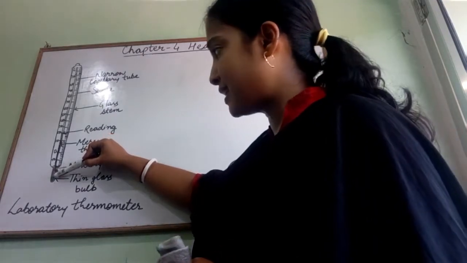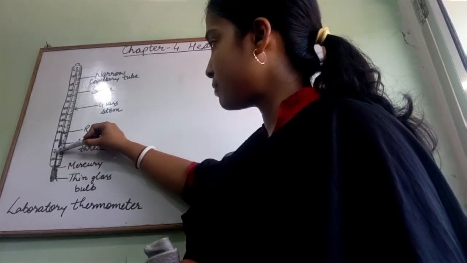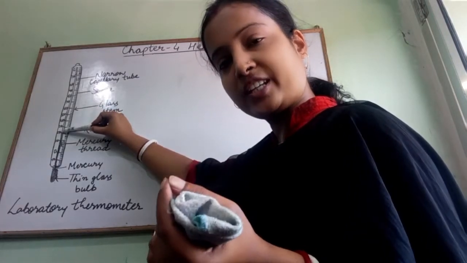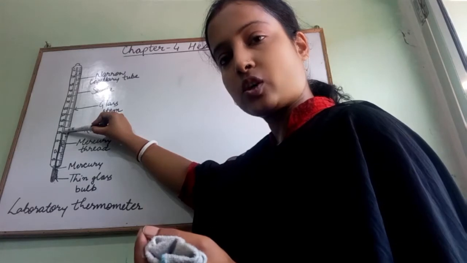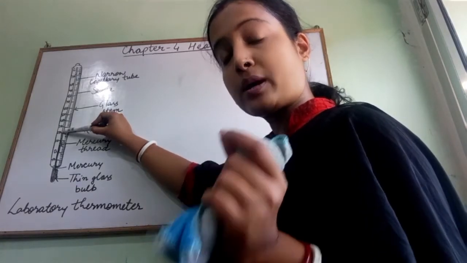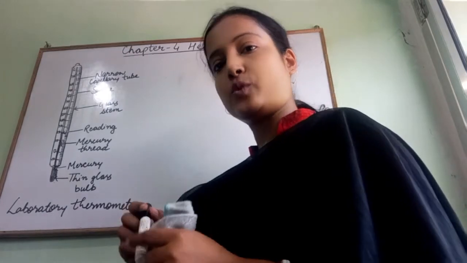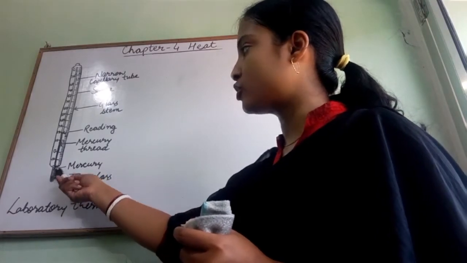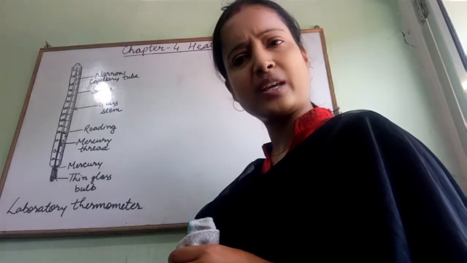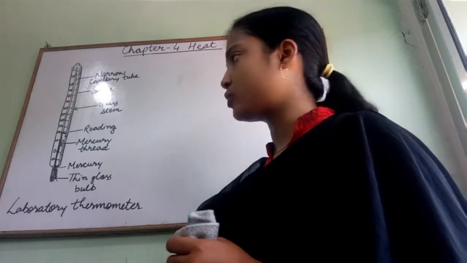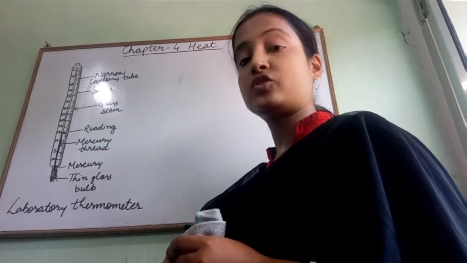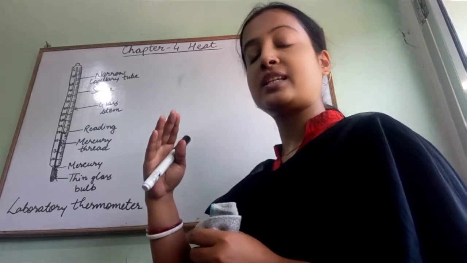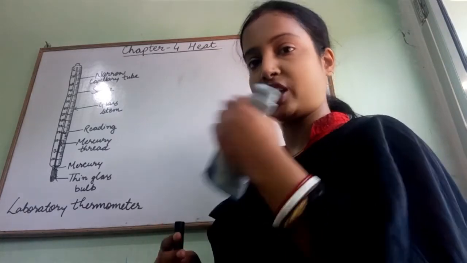Okay, and this glass bulb, along with some portion of the narrow capillary tube, consists of black, very shiny liquid, and that is called dry and pure mercury. Okay, mercury is used as a thermometric liquid, as I told you earlier also. So here in the laboratory thermometer also you can see a black and very shiny liquid, that is the mercury. Mercury is used here because mercury can change its size on the basis of increasing or decreasing range of temperature.